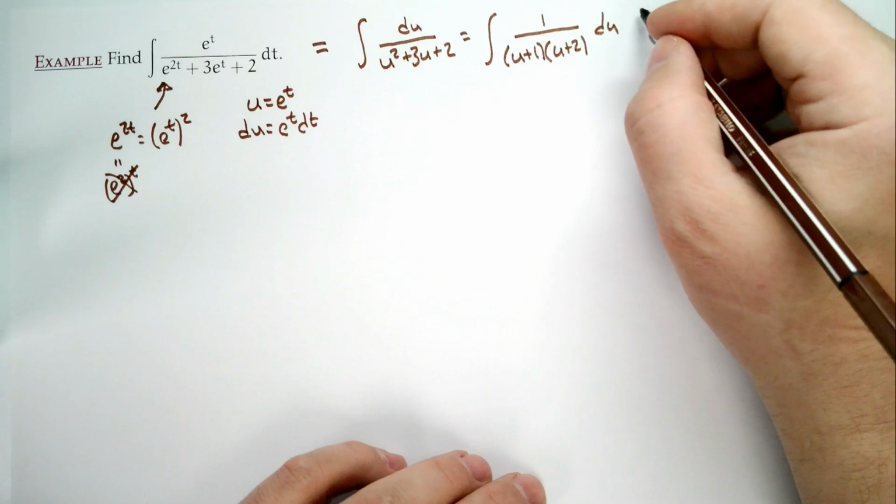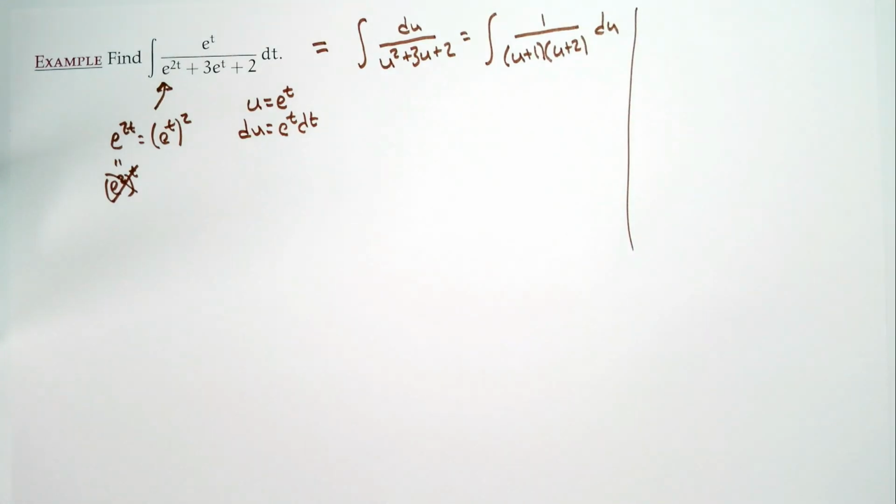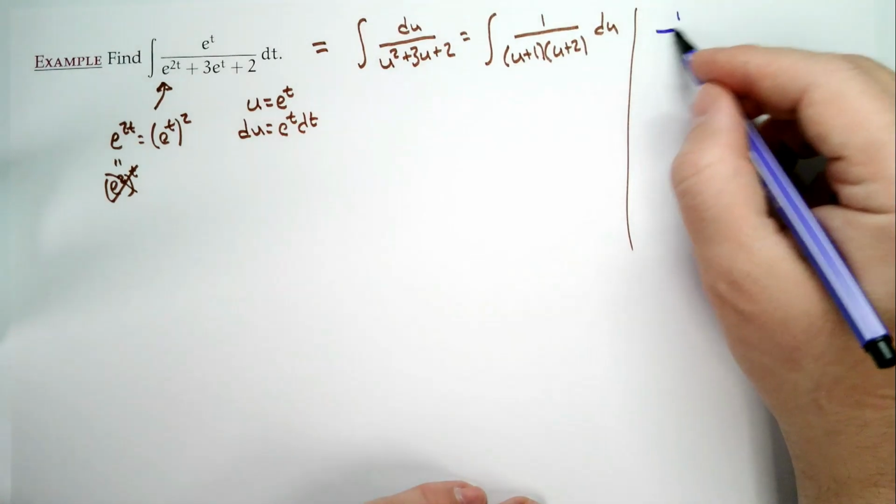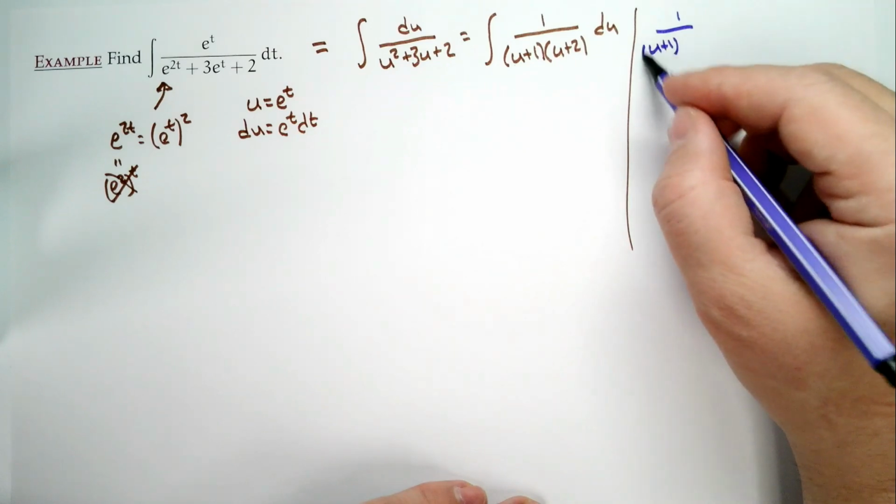So now we're ready to do a little bit of work on the side. That little bit of work, also known as partial fractions. So 1 over u plus 1 times 1 over u plus 2.